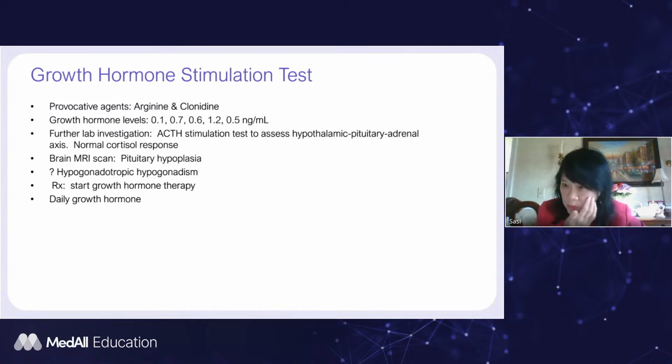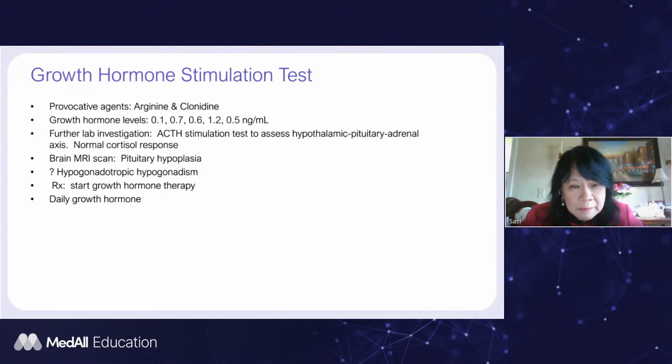The cutoff of growth hormone levels on the growth hormone stimulation test can be less than 7 or less than 10. In the US, we use cutoff less than 10 to make a diagnosis of growth hormone deficiency. And this patient, his levels are extremely low. So he may have complete growth hormone deficiency.